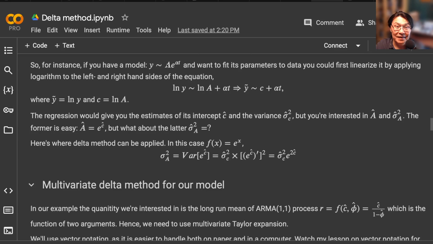So that is the case where we can try to apply the delta method. Because see, what is the amplitude? It's the intercept of this linear equation, but exponentiated. So our estimator of the amplitude is the exponent of the estimator of the intercept of this linearized regression.